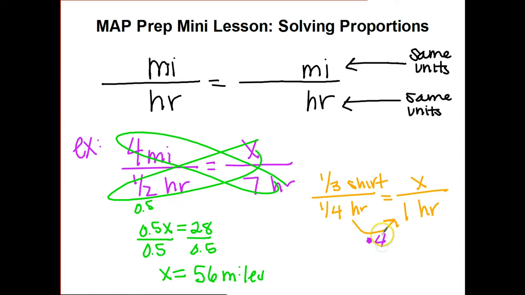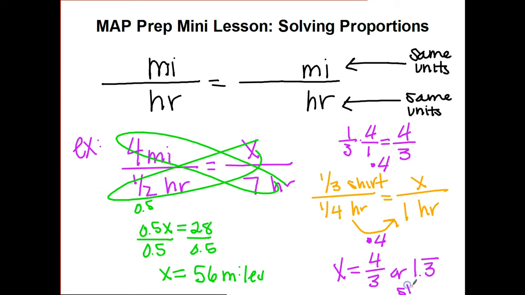So if I multiply by 4 in the denominator, I also have to multiply by 4 in the numerator. So 1/3 times 4 over 1 is equal to 4/3. So how many shirts do I sew in 1 hour? 4/3, or 1.3 repeating shirts. And that is how you solve proportions.